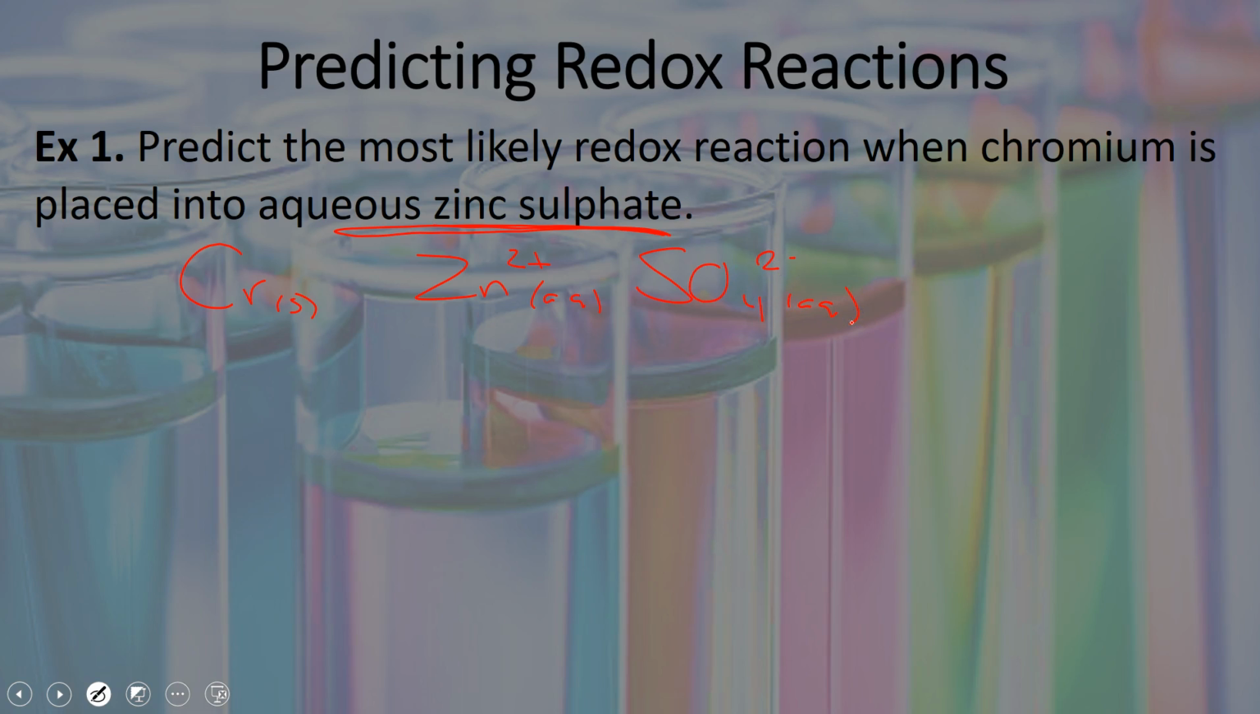The other thing I always need to include is water, H2O as a liquid. So I wrote out everything there. Chromium solid, zinc 2+, SO4 2-, and water. So there are 4 things in this solution. Then I'm going to consult my table and look to see, okay, chromium. Chromium solid is going to be down here, so it's an RA.